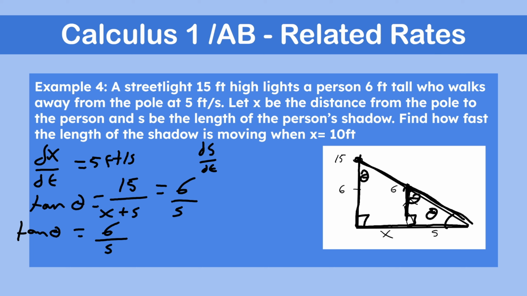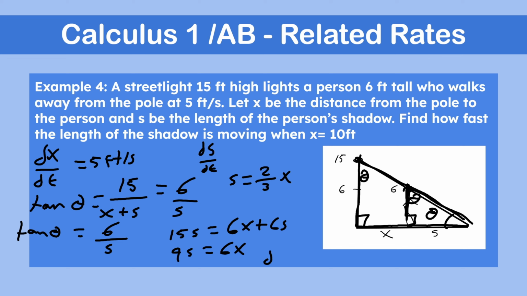So what we can do is multiply by s. 15s is equal to 6x plus 6s. Subtract 6s, so you have 9s is equal to 6x. Divide both sides by 9. So you have s is equal to 2 over 3 x.